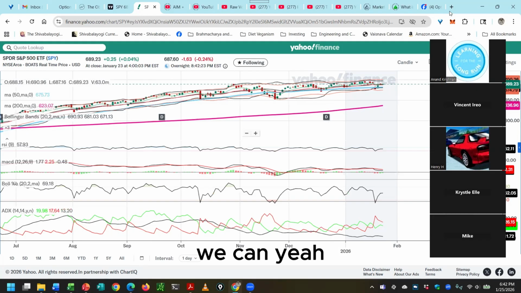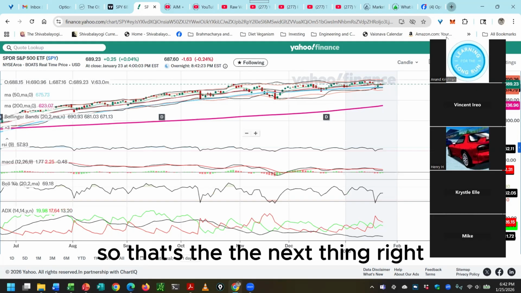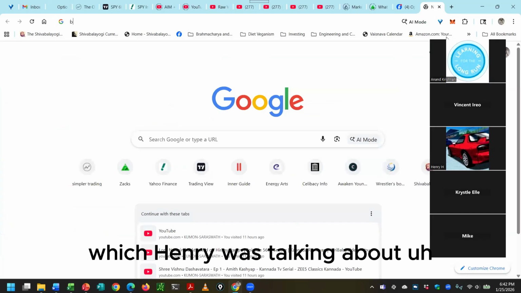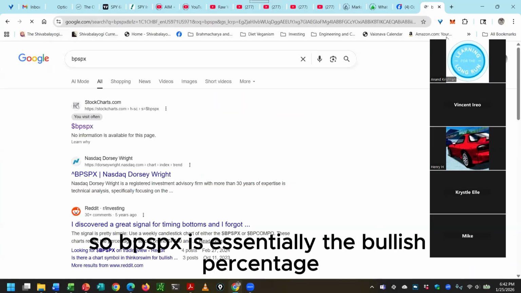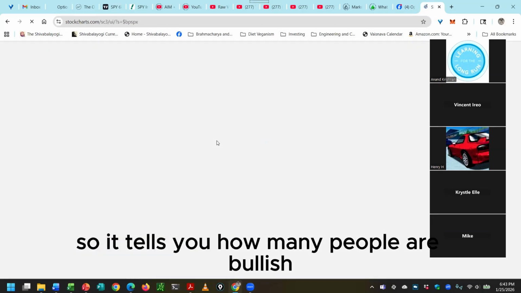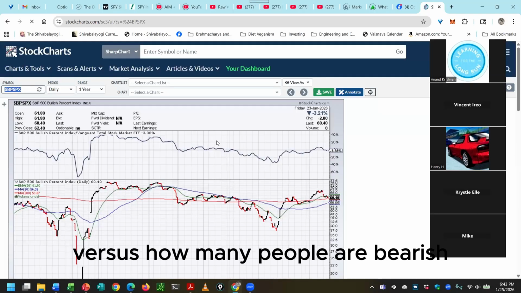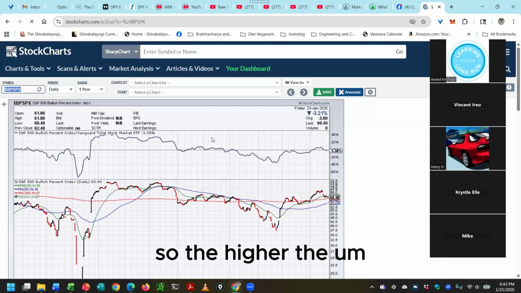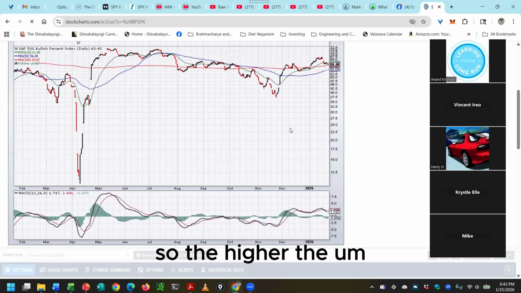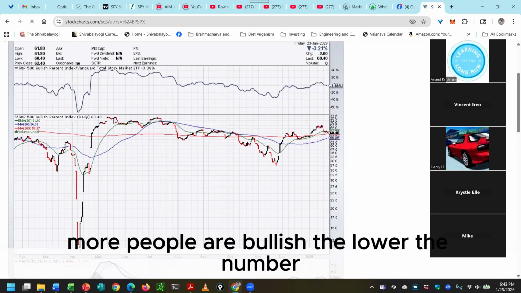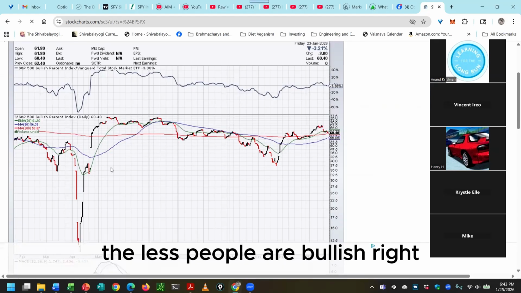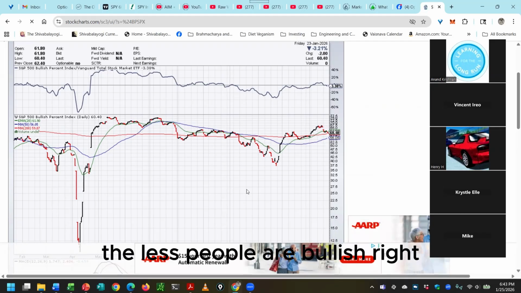The next thing, which Henry was talking about, is BPSPX. BPSPX is essentially the bullish percentage of the SPX. It tells you how many people are bullish versus how many are bearish. The higher the number, the more people are bullish. The lower the number, the fewer people are bullish.